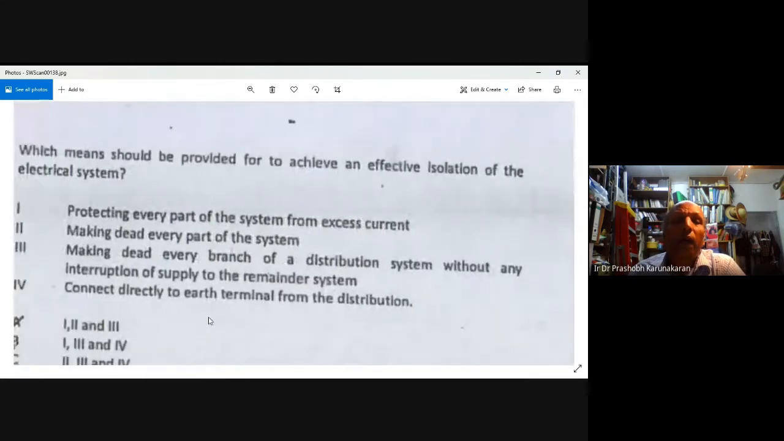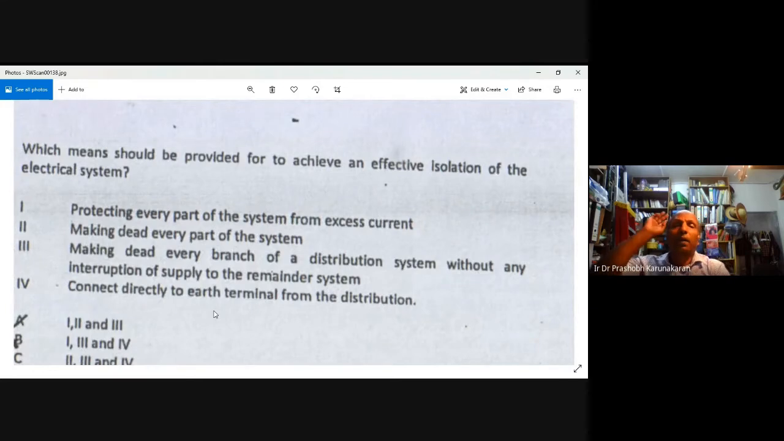Next one, which means should be provided to achieve an effective isolation of an electrical system, protecting every power system from excess current, making dead every power system, making dead every branch of the distribution system without any interruption of supply to the remainder system.